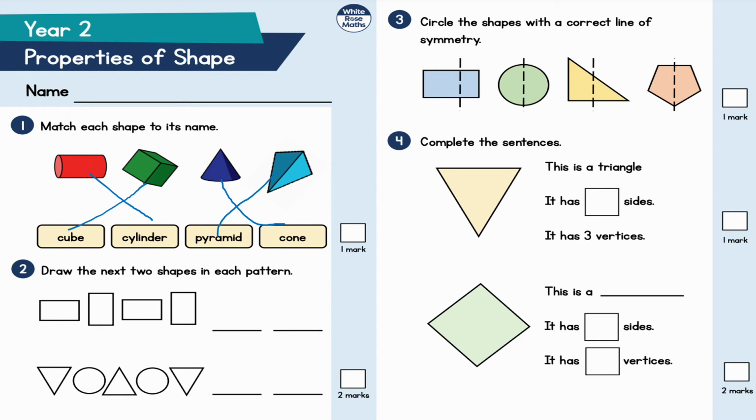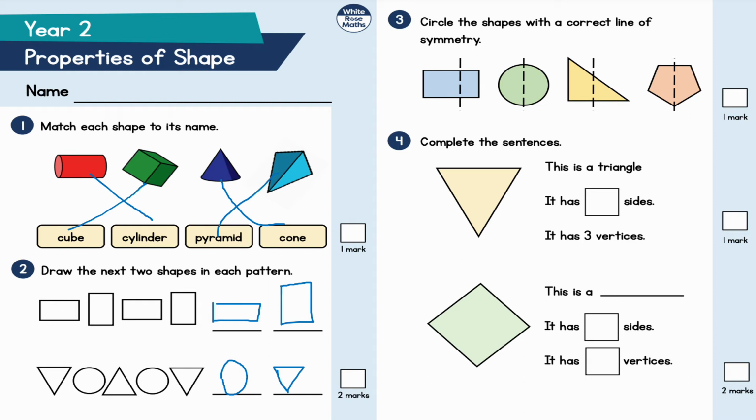Next part, this is question number 2. Draw the next 2 shapes in each pattern. Well, it's going to be a rectangle that looks like this, then it's going to look like that. Next one is going to be a circle, then a triangle, then a circle, then a triangle.